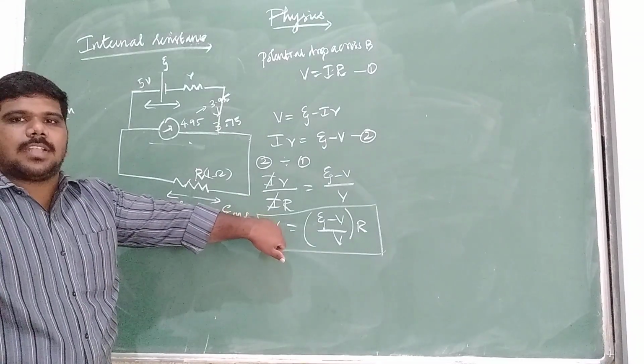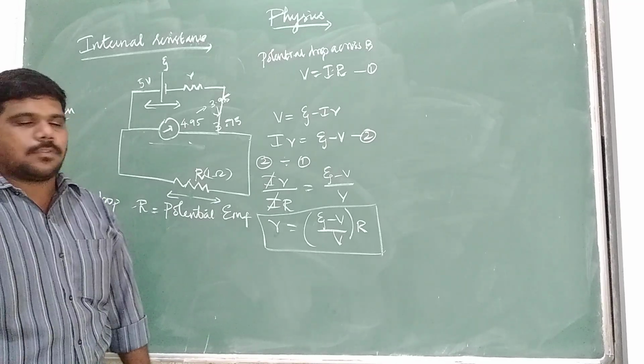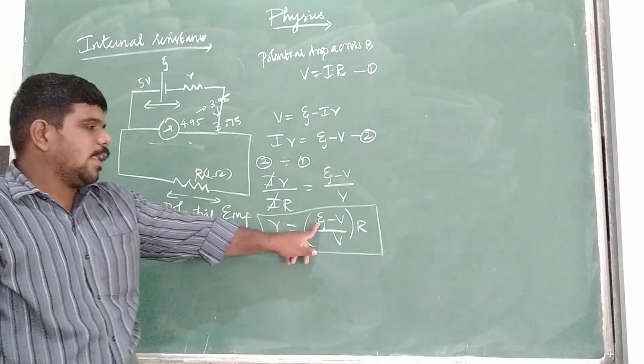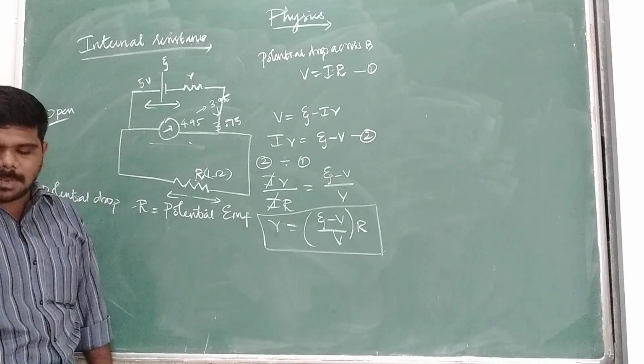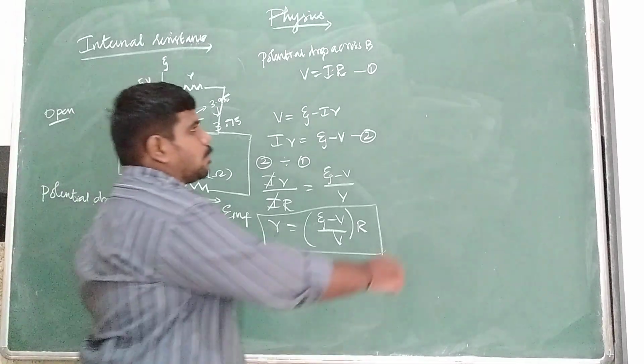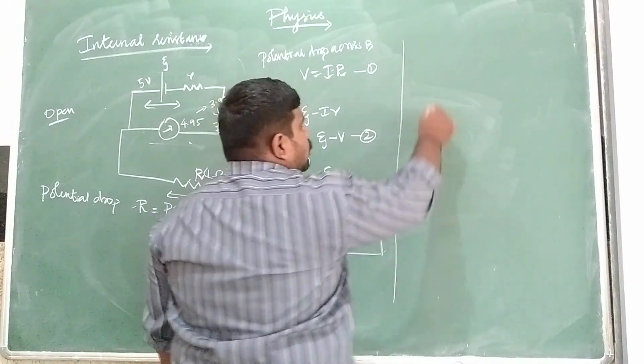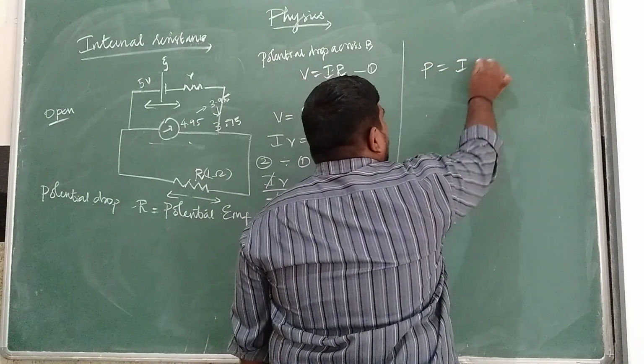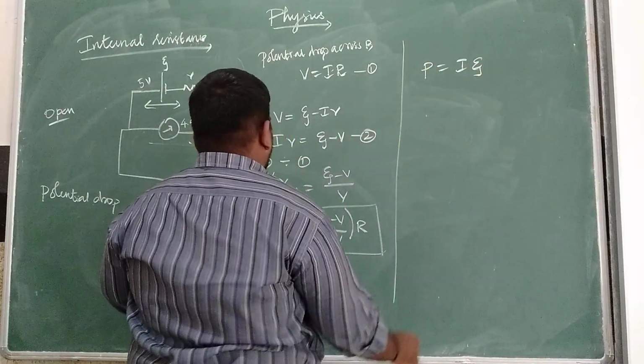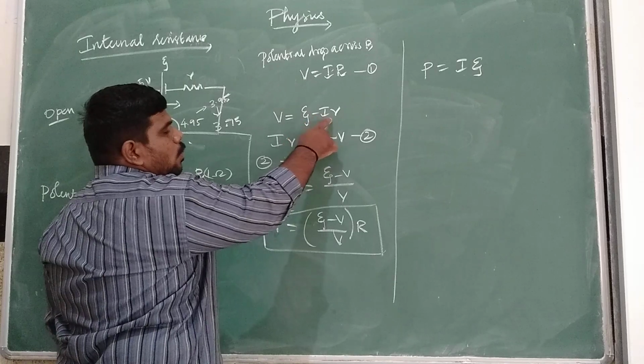So the potential drop V is equal to ψ minus I into R. If this IR is moved to the left-hand side, and V to the right-hand side, it means IR is equal to ψ minus V. So this will be equation number 1, and this will be equation number 2.